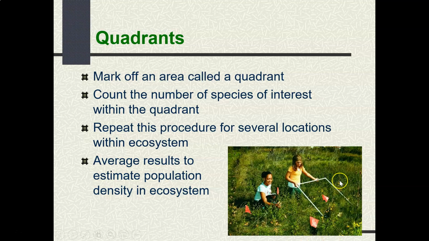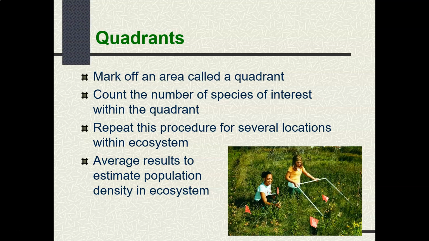Sometimes you'll see these little PVC squares. Those can be used, or you may see them come out with twine and make a grid pattern. And then this quadrant sampling is repeated for several locations within your given study area. The average results are then estimated together based on the number of individuals that you count, as well as the amount of space that you have counted within, how many quadrants did you count, and how big are those quadrants, to estimate the population density within the ecosystem. It is an estimate. You are not going to be able to count every organism. You're guaranteed to miss some.